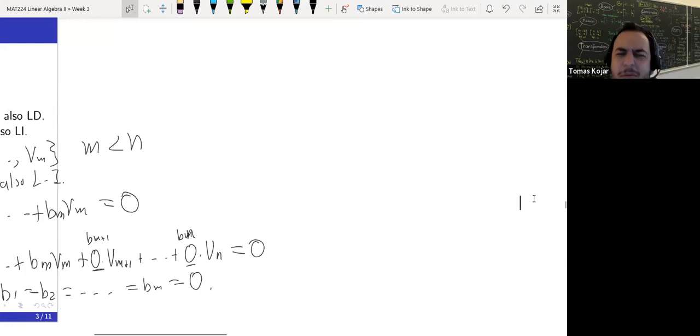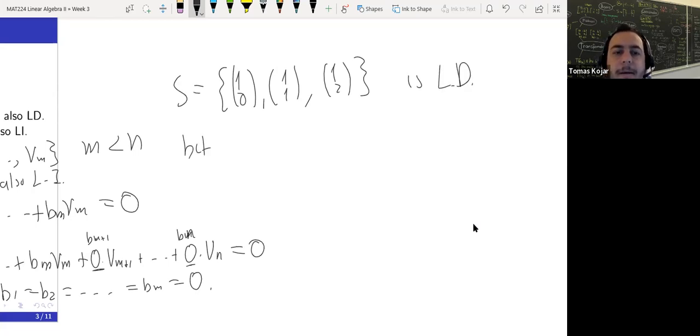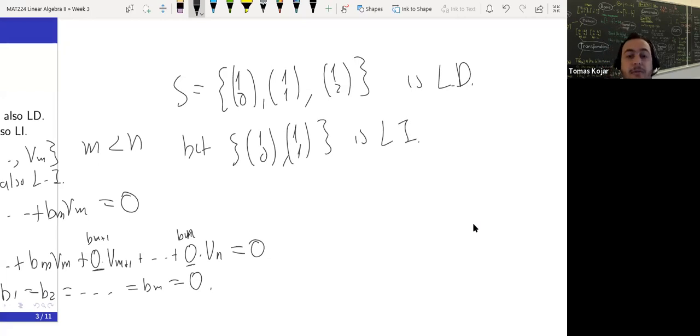So, okay, sorry, what did Lindsay say? Take a set S that is LD, could have a subset that only takes elements of S. Right. So I think we did this, right? So take (1, 0), take (1, 1), and then take (1, 2). This guy is LD, but a subset of it, the (1, 0), (1, 1), is LI.